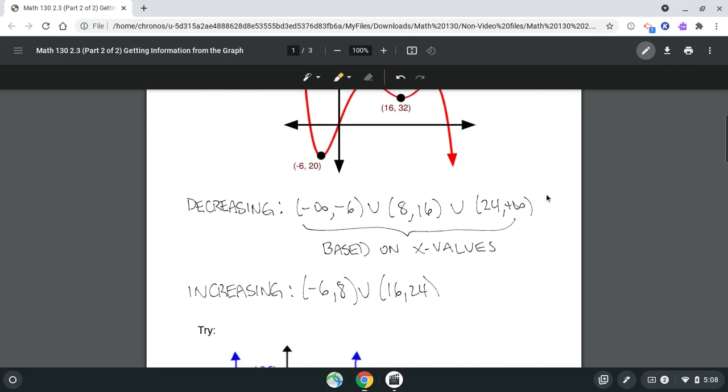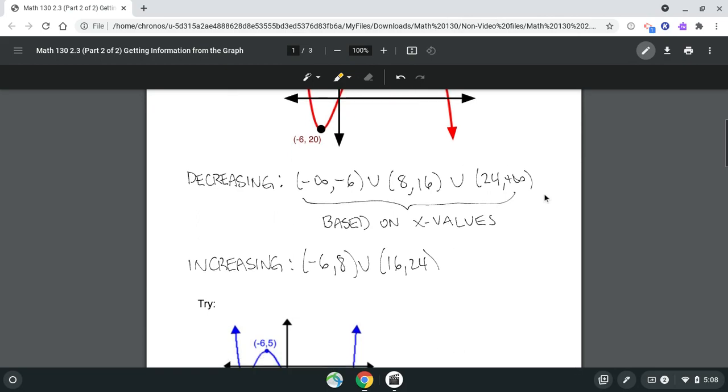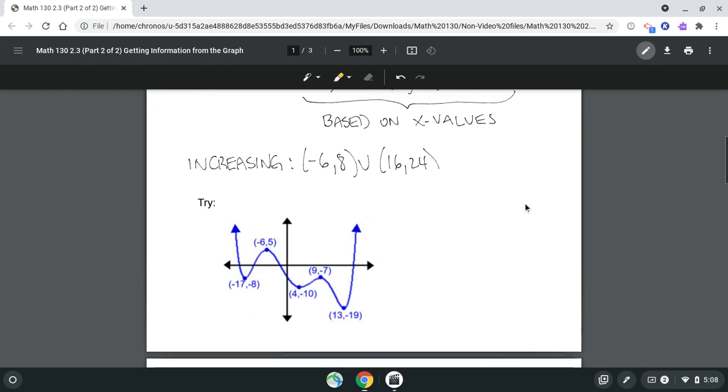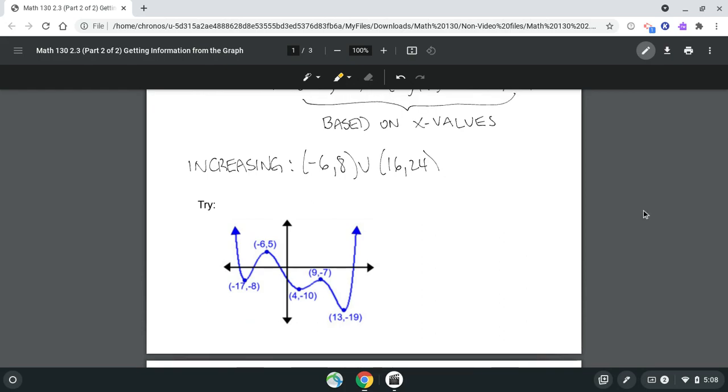So why don't you go ahead and give this one a try. Go ahead and list your intervals where you are decreasing, and list your intervals where you are increasing. Go ahead and hit the pause button and see if you get the same answers that I get.